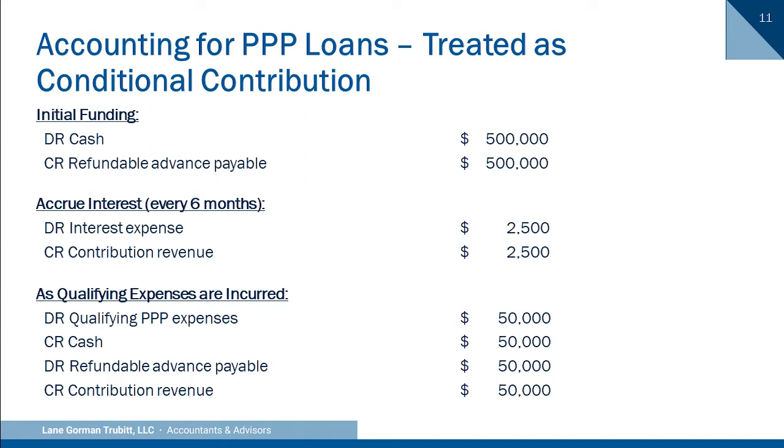So for any portion of the debt that is not forgiven, you would credit cash for the debt repaid and reduce the contribution revenue by that same amount. So it's very similar to the other example. When the initial funding is received, you debit cash, you credit the refundable advance payable. And the only thing that's really different from the other example is you can see that as the expenditures occur at $50,000 per week, you debit the expense, you credit cash, and then you also release the contribution revenue. You reduce the advance payable by that same amount.